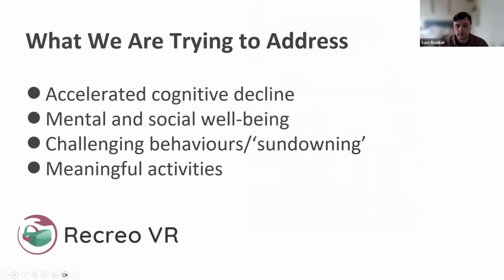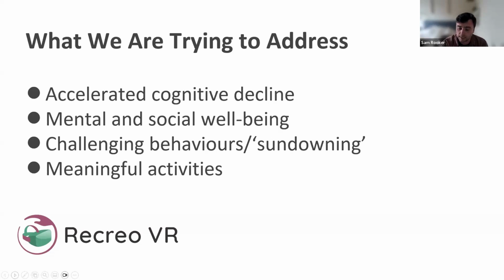So what are we trying to address? When people living with dementia go into care homes, they often experience an accelerated cognitive decline. Dementia is a progressive disease, and one of the main things that we can do is try to help maintain people's social and mental well-being. So this is an area which we're really keen to help with.